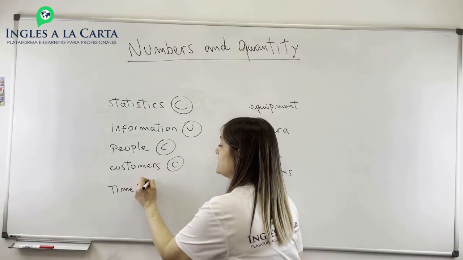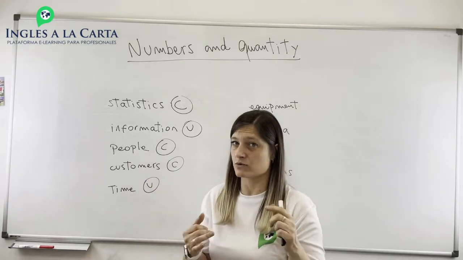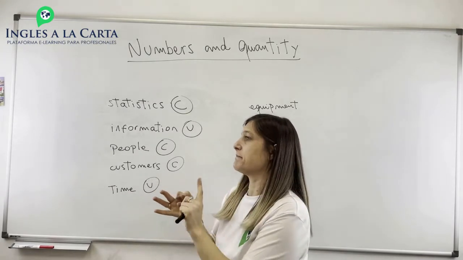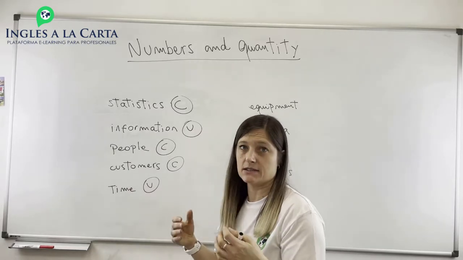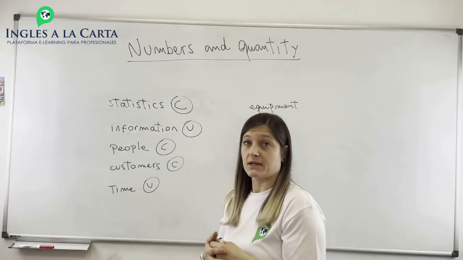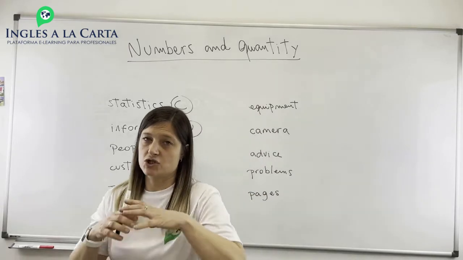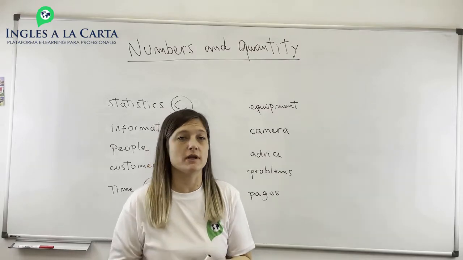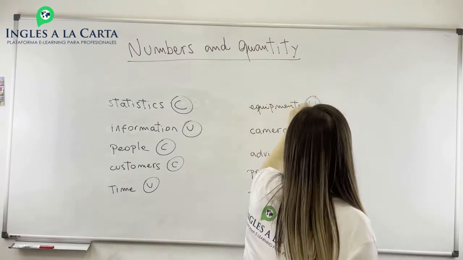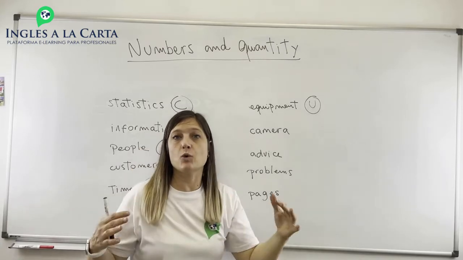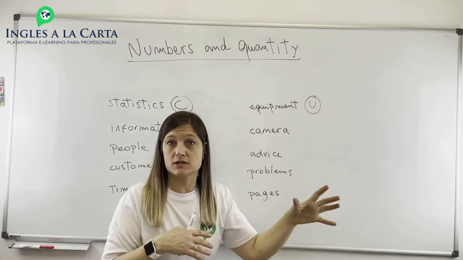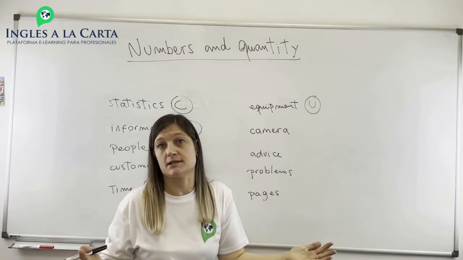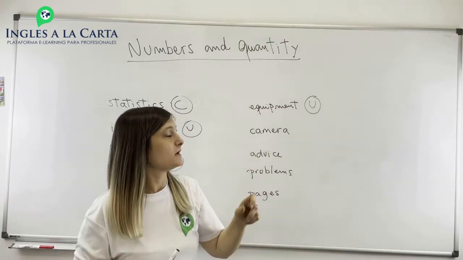Time, it's an uncountable noun. We can count hours, days, months, minutes, seconds, but time as a general concept is uncountable. Equipment is an uncountable noun. For example, we can talk about the equipment we need to do a specific job, and we're not going to mention how many of those we need because it's uncountable.